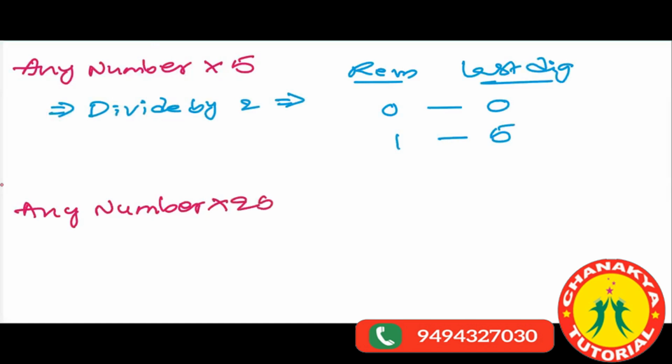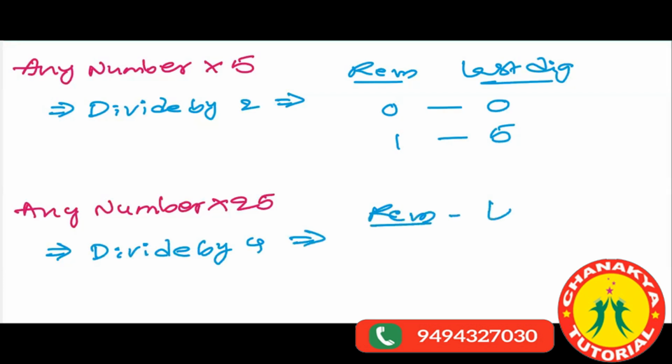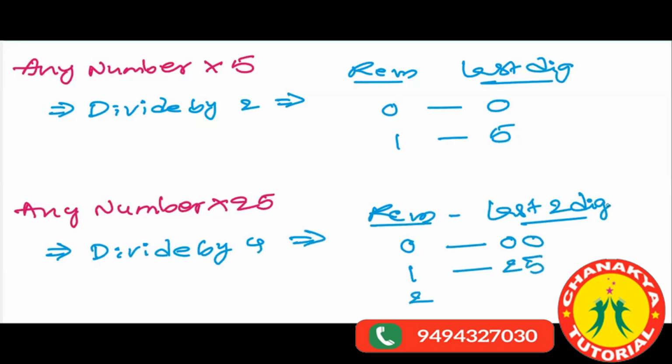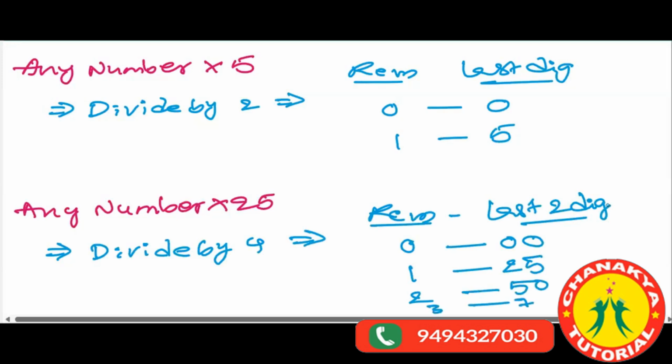Next, any number into 25. Divide by 4, and based on the remainder, how many digits? Last 2 digits. 0 remainder, last 2 digits? 00. 1 remainder? 25. 2 remainder? 50. And 3 remainder? 75.